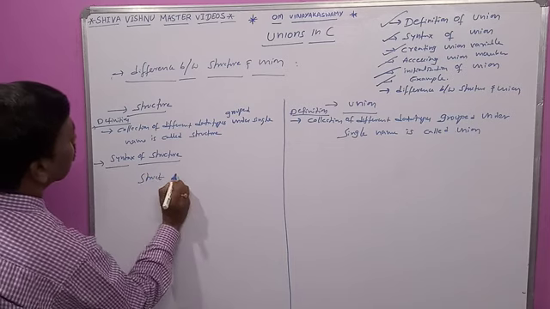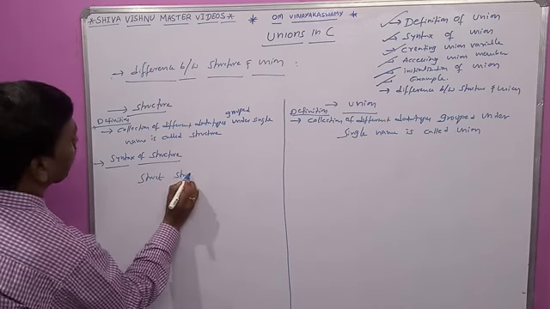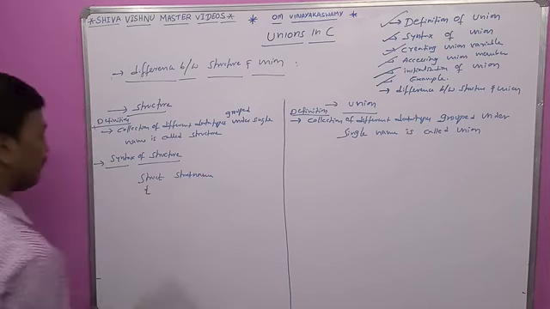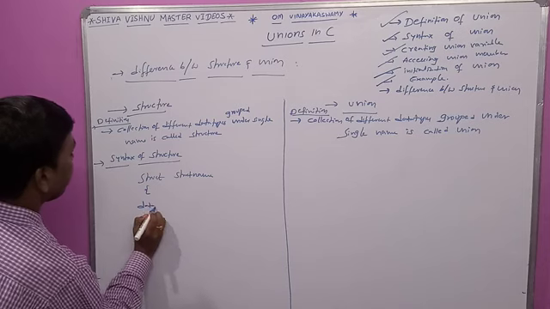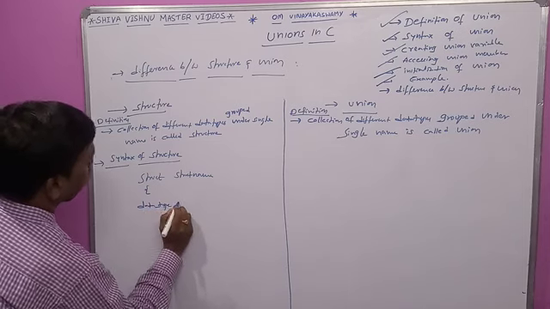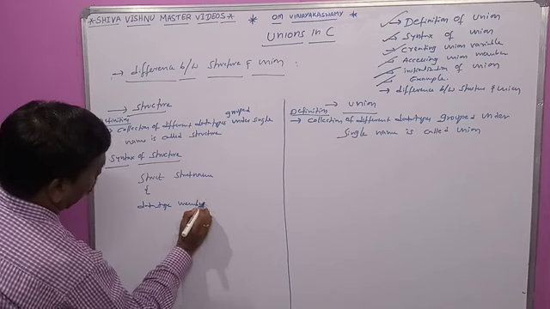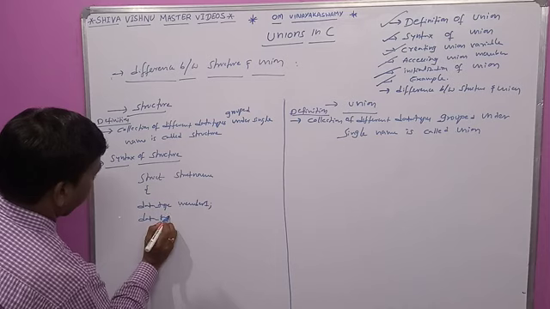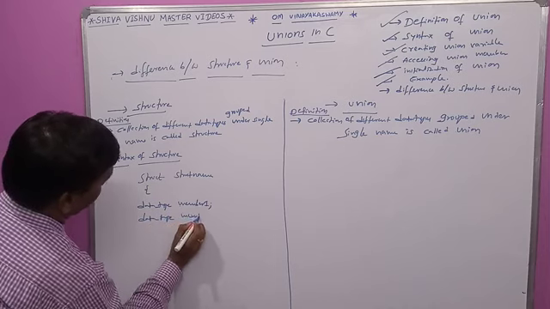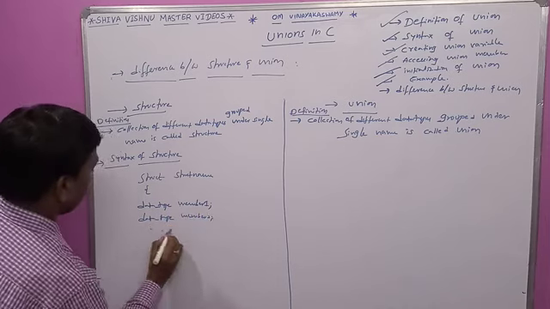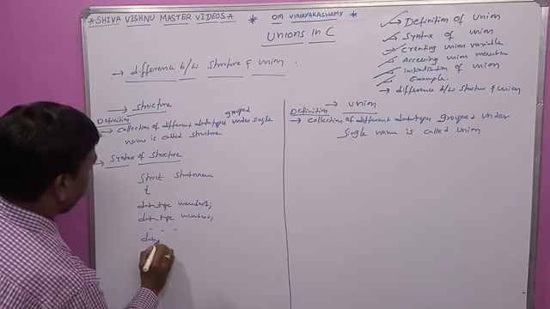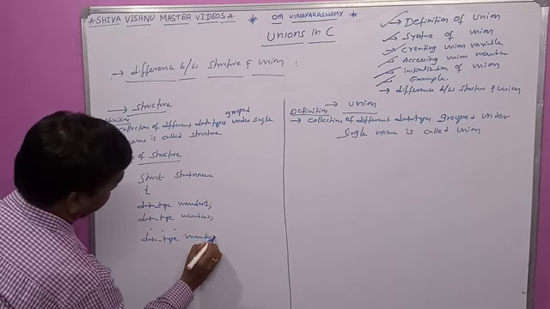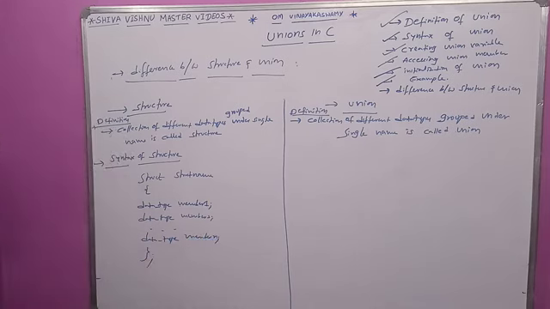struct is a keyword, then the structure name, open brace. Data type member 1 semicolon. Data type member 2 semicolon. Data type member n semicolon, close brace, semicolon must have.